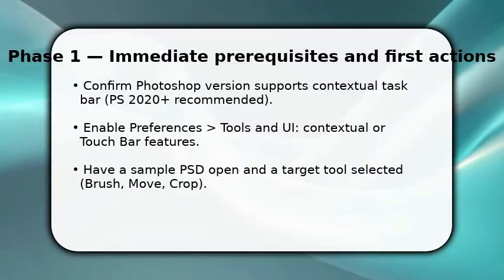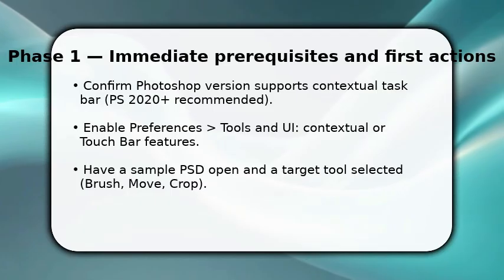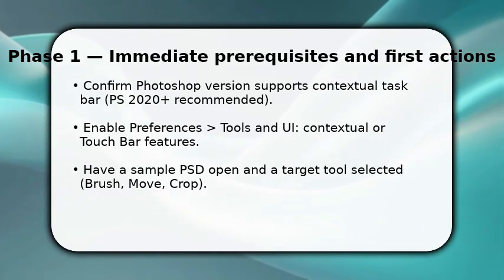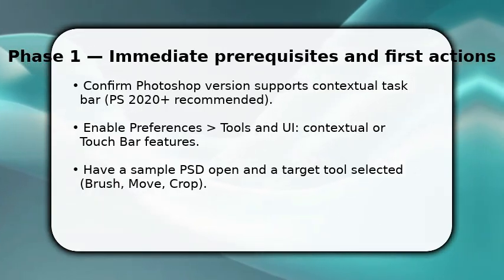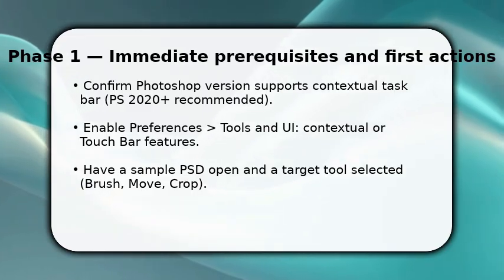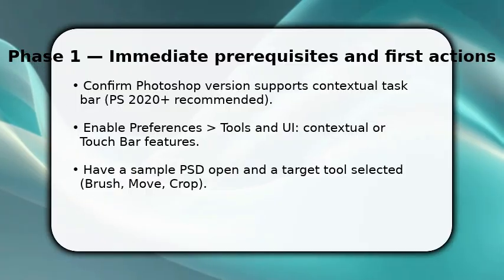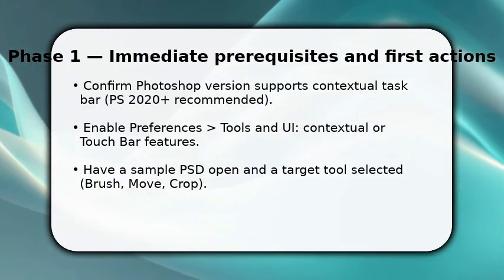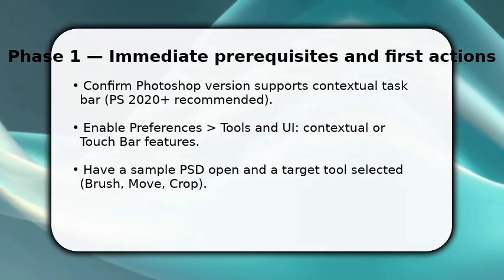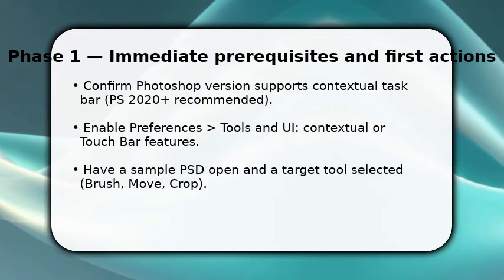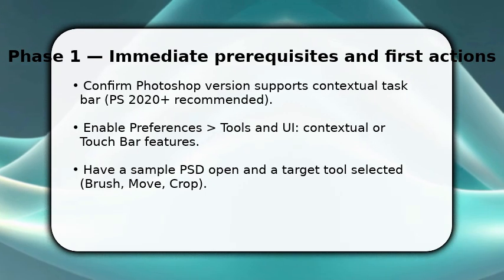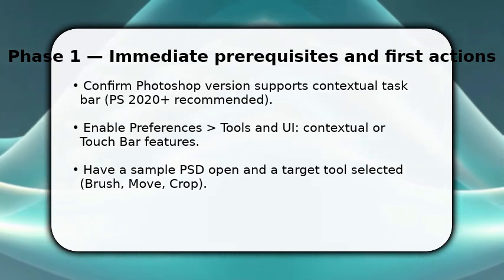Please enjoy the video. You'll start by confirming prerequisites so you don't waste time later. First, check that Photoshop's version supports the contextual taskbar. PS 2020 or newer is ideal. Once done, open a PSD and pick a target tool, for example, brush or crop, because the contextual bar appears relative to tools. Then go to Preferences and enable the UI or touch bar contextual options. This activates dynamic controls. Make sure to save your workspace before continuing, so settings persist across restarts.